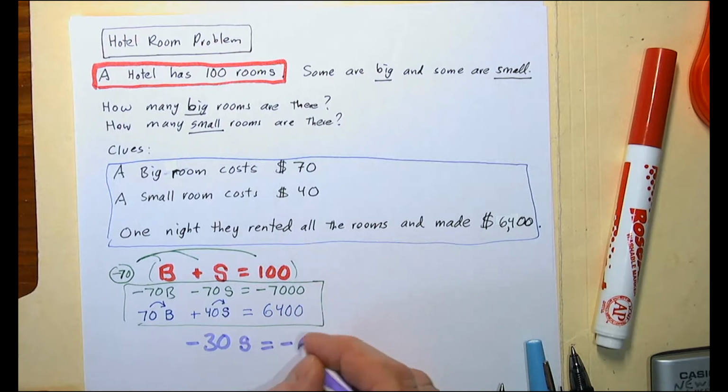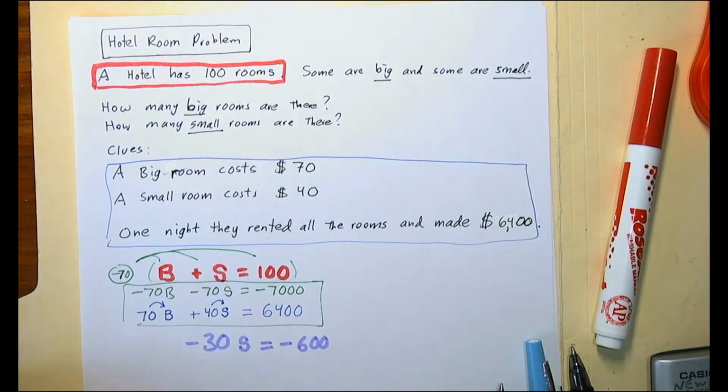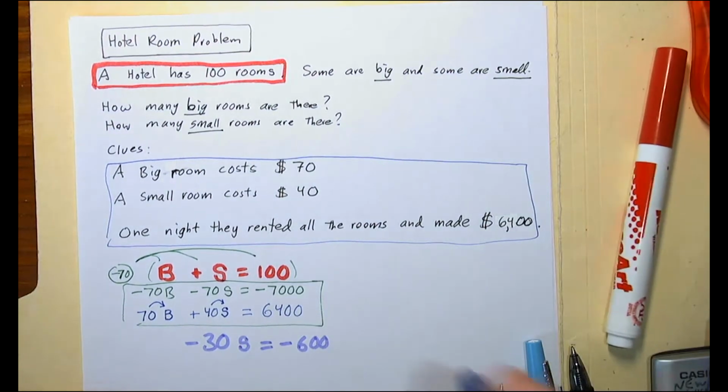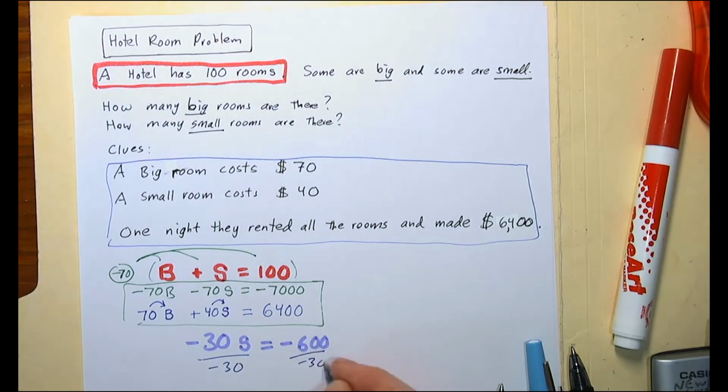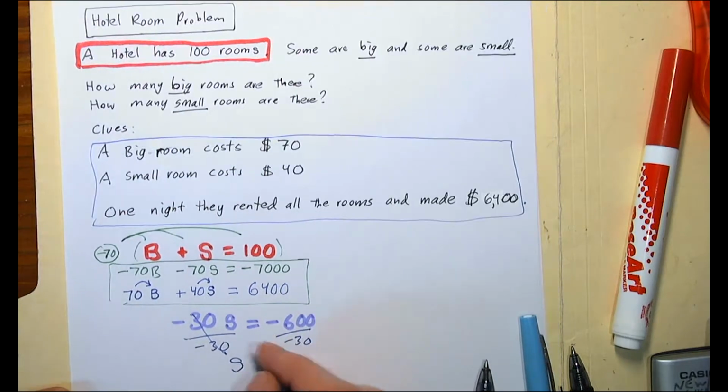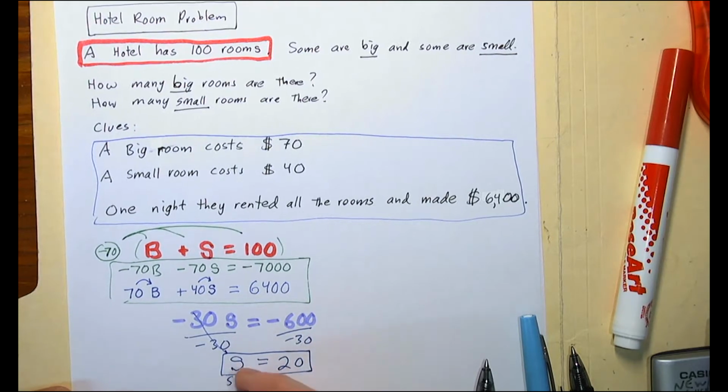7,000 minus that, negative 600. Use a calculator just in case. Now go ahead and divide. Let's divide. Negative 30, negative 30. That's gone. S equals, and I hope this is not a fraction. No, it goes in perfect. Negative over negative is positive. 20. What does that mean? Small. There's 20 small rooms.